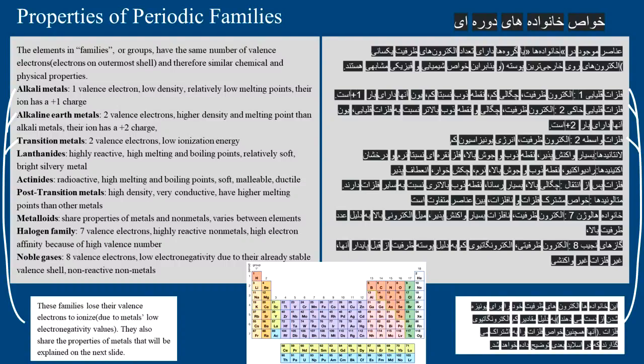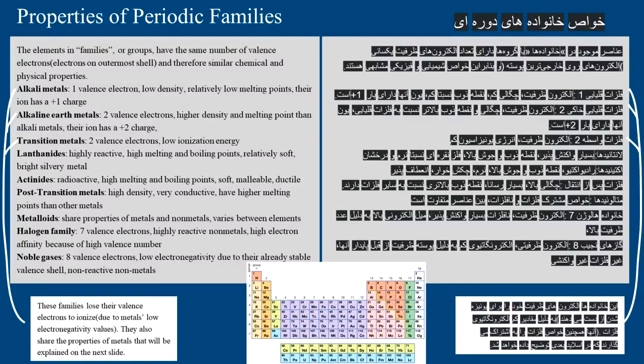After that, we have lanthanides, which are highly reactive. They have a high melting and boiling point, and they're relatively soft, bright, silvery metals. That's similar to the actinides, which are radioactive. They also have a high melting and boiling point. They are soft, malleable, so they can be physically manipulated, and they're ductile.